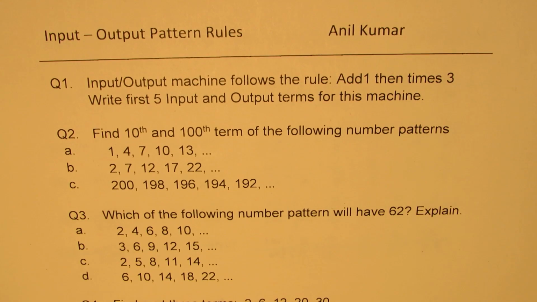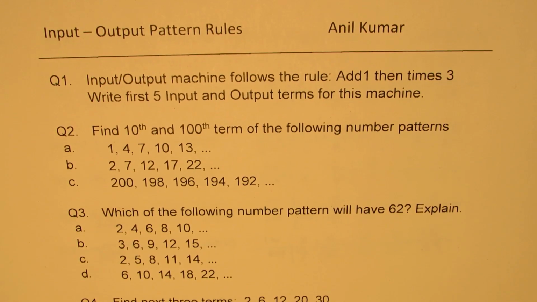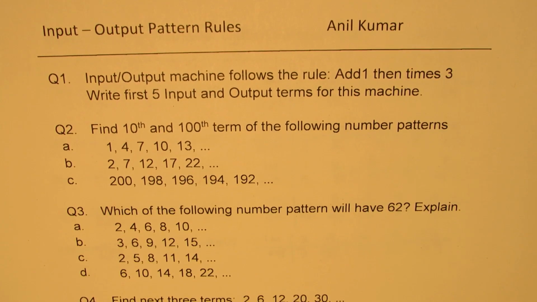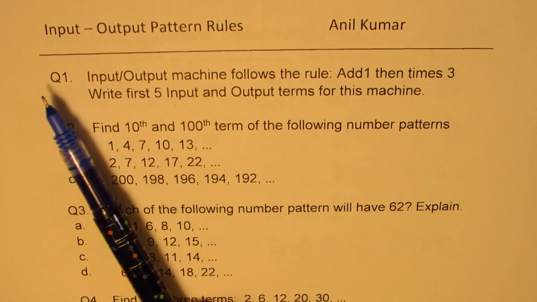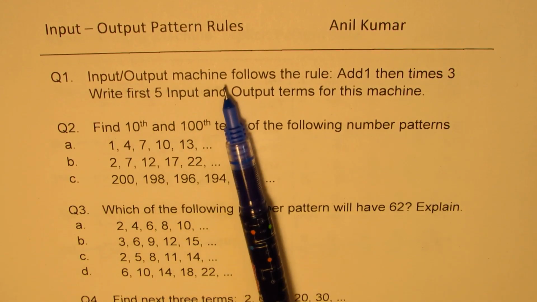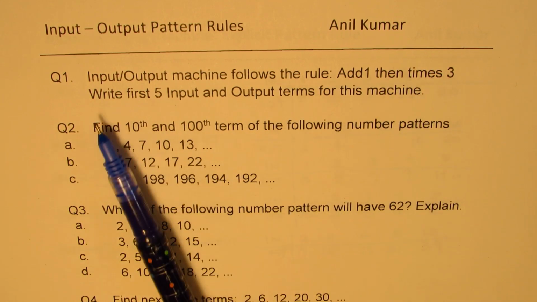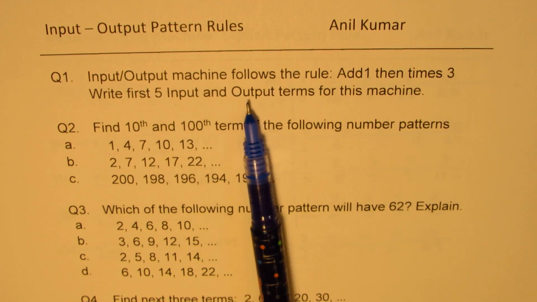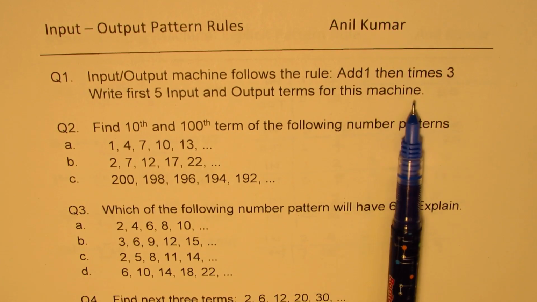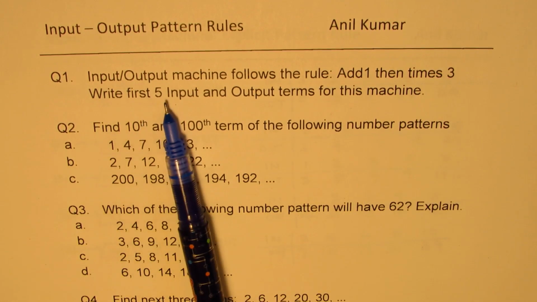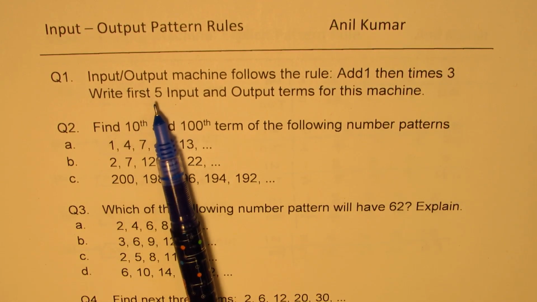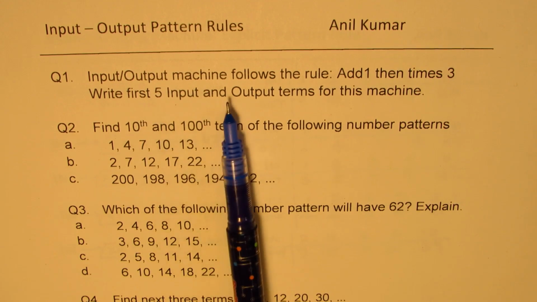So here are lots of questions for you. We have 5 questions on this page. Question number 1 is, an input-output machine follows the rule add 1 then times 3. Write the first 5 input and output terms for this machine. Now when we say first 5, in that case input should be 1, 2, 3, 4 and 5.